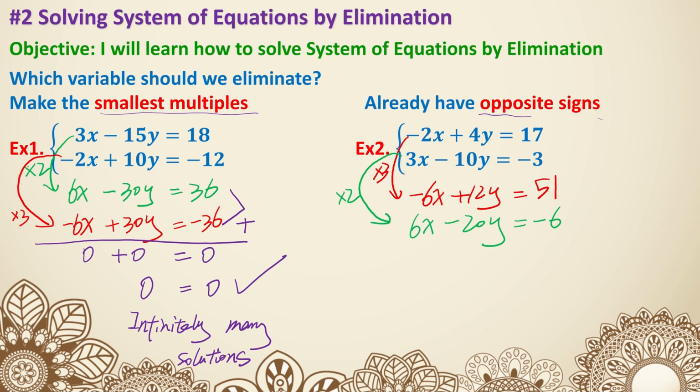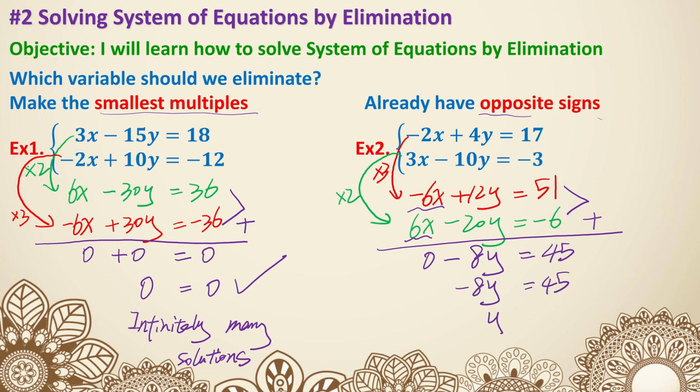Now I can choose to add both of the equations together. In that case, I'm going to eliminate the negative 6x and the positive 6x. So that's a 0. 12y minus 20y is a minus 8y. 51 minus a 6 is a 45. Wait, is it? Yes, it's a 45. Okay, now negative 8y equals 45, which means my y is 45 over negative 8.